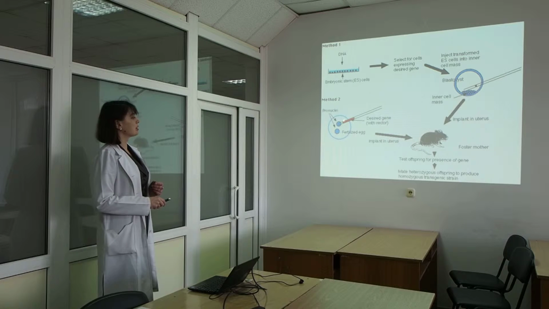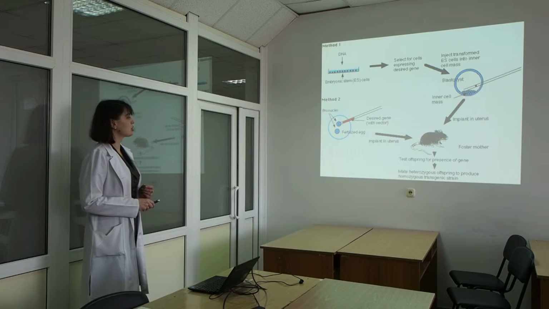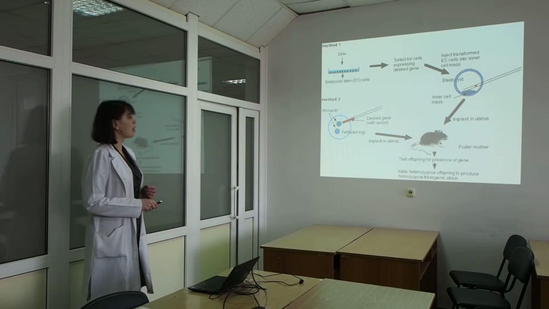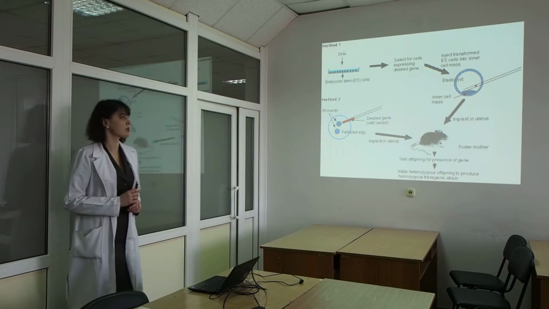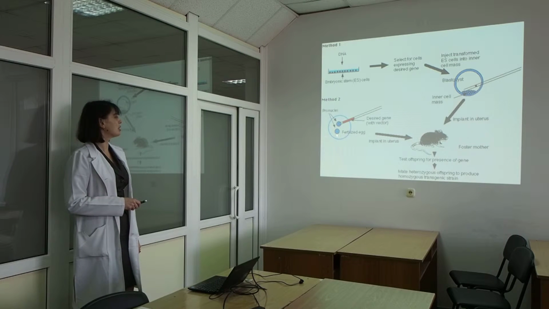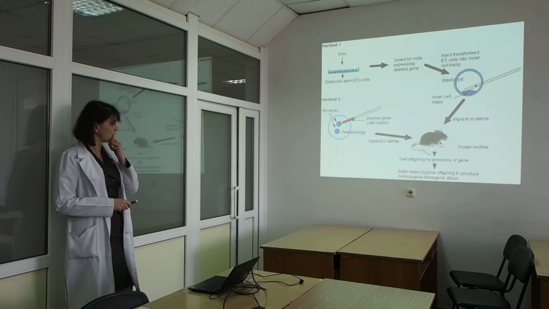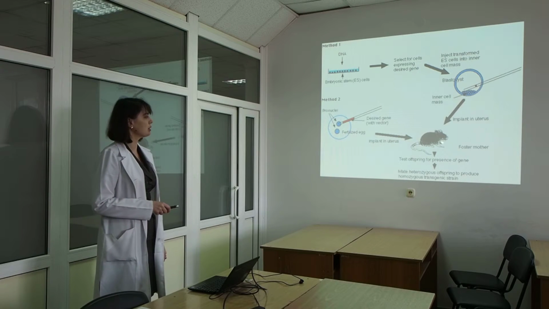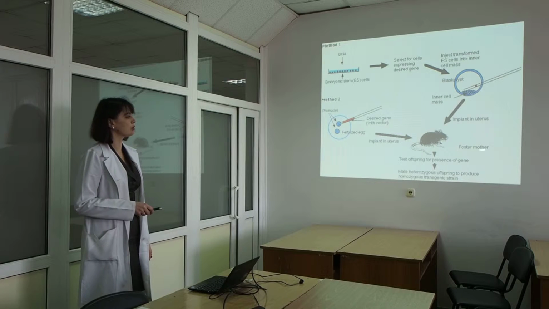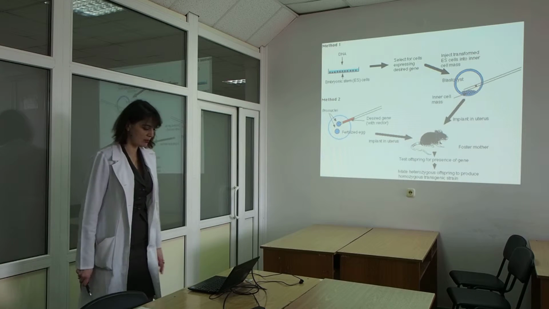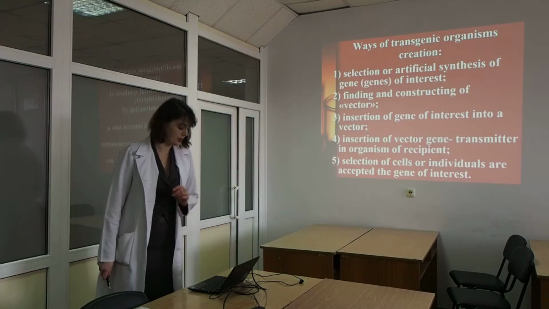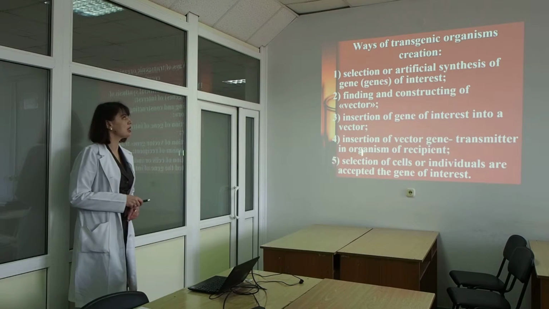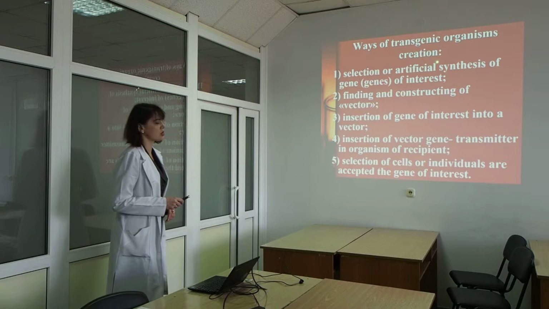And then the second method: during fertilization, at the two-pronuclei stage, the desired gene vector is inserted into one of the nuclei, for example the nucleus of the sperm cell, and then the sperm fertilizes the nucleus of the egg, and then this new transgenic embryo is implanted into the uterus of the foster mother, and these steps are then repeated. And these are 4 or 5 steps of transgenic organism creation.